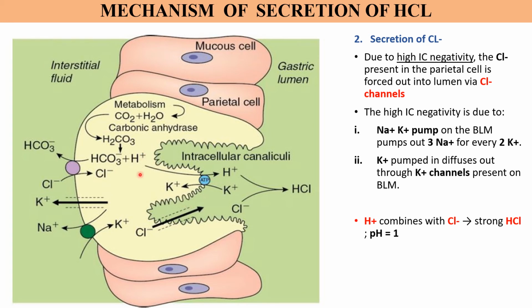Thus, due to this increased intracellular negativity, the chloride ion, which is negatively charged, is forced out into the lumen via the chloride channels from a higher concentration to a lower concentration. Ultimately, the chloride is forced out via the chloride channels into the intracellular canaliculi, and here this chloride combines with the already secreted hydrogen ion to form concentrated HCl.